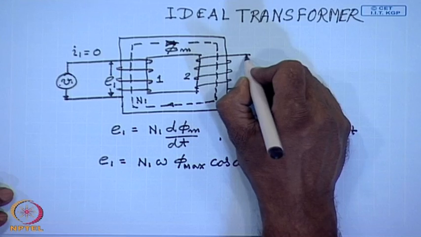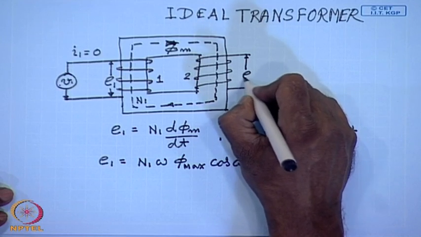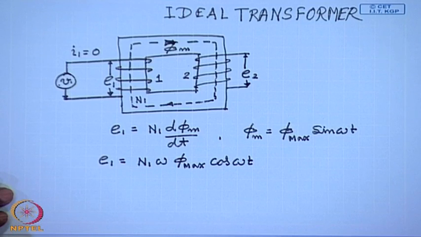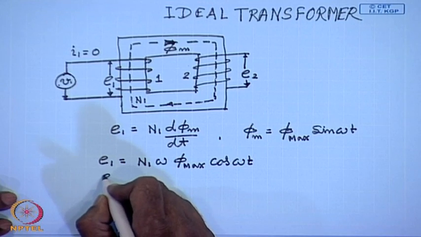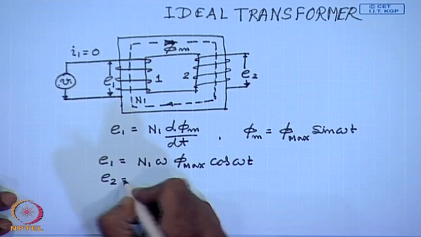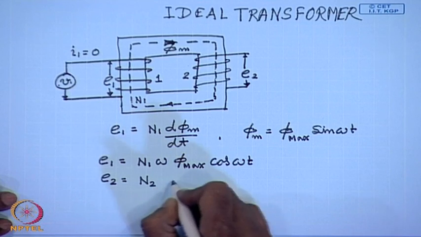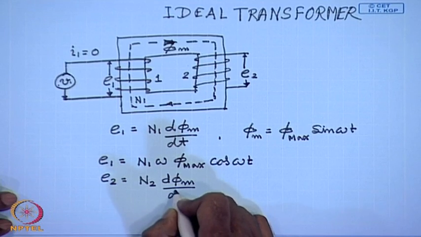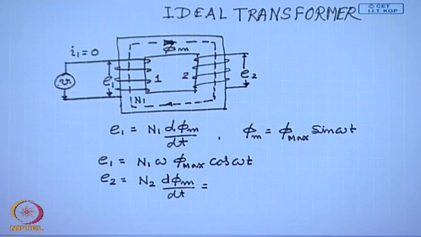Similarly, the induced voltage E2 in coil 2 will be given by E2 equal to N2 d phi m by dt. It is to be noted, since in an ideal transformer there is no leakage, the total flux linking coil 1 and coil 2 are the same. Both are given by phi max sin omega t.